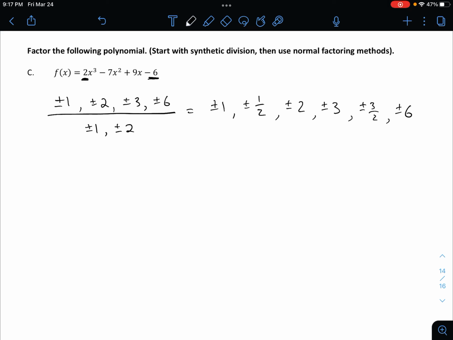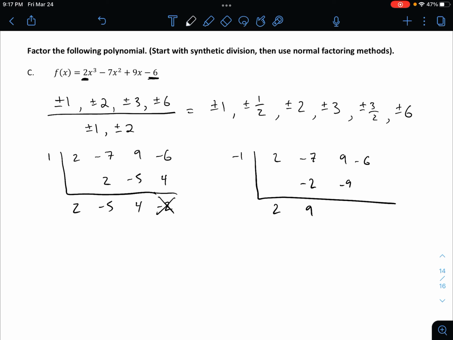All right, so if I test out a positive 1 with 2, -7, 9, and -6, bring down the 2, we multiply, we add, we multiply, we add, we multiply. Not going to work. So 1 is not going to be a rational 0. Take -1. 2, -7, 9, and -6. Bring down the 2, multiply, add, multiply, add, multiply, add, doesn't work.